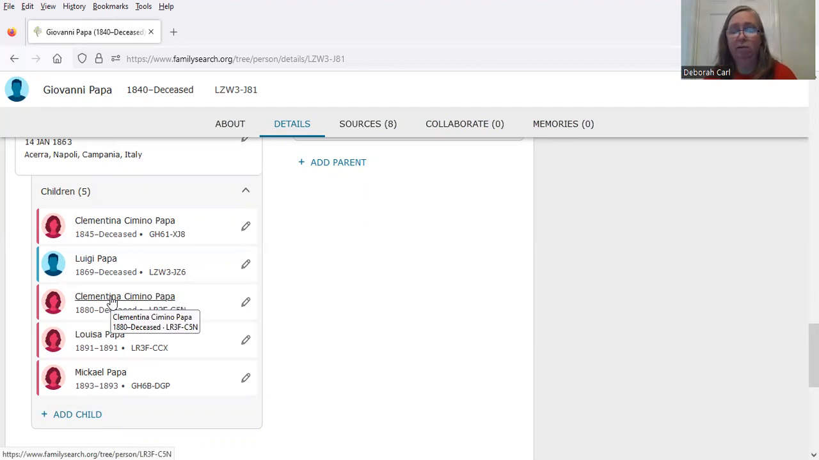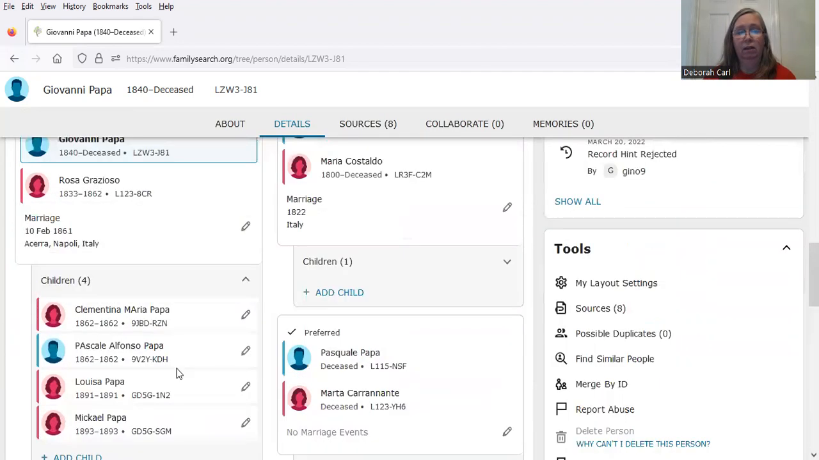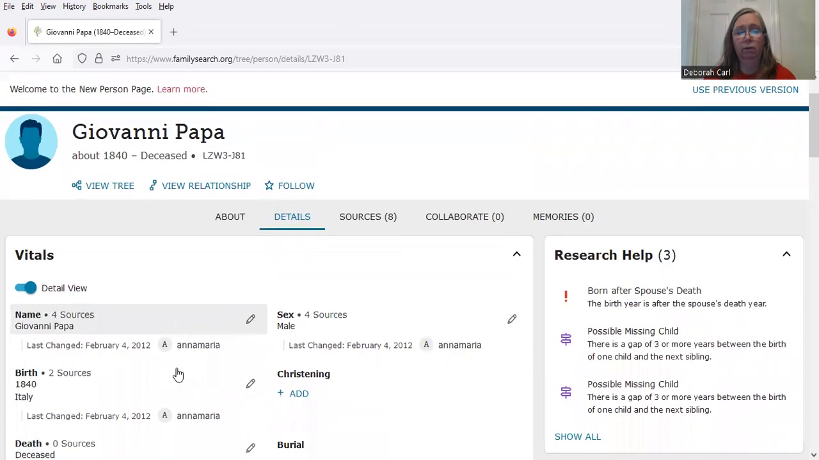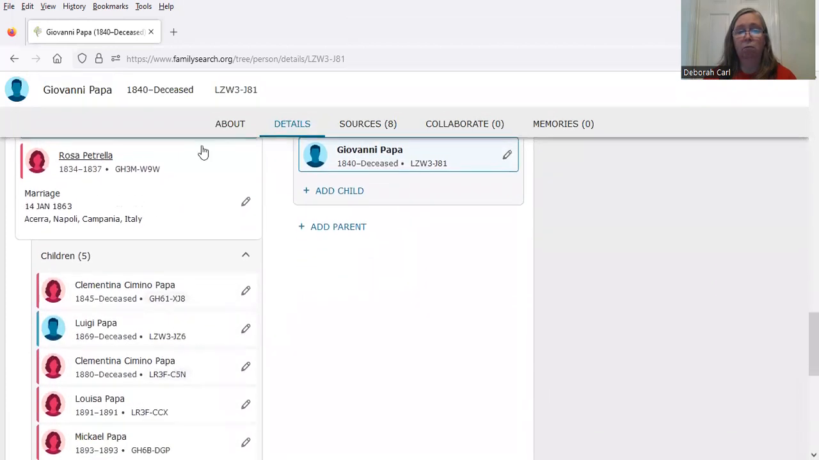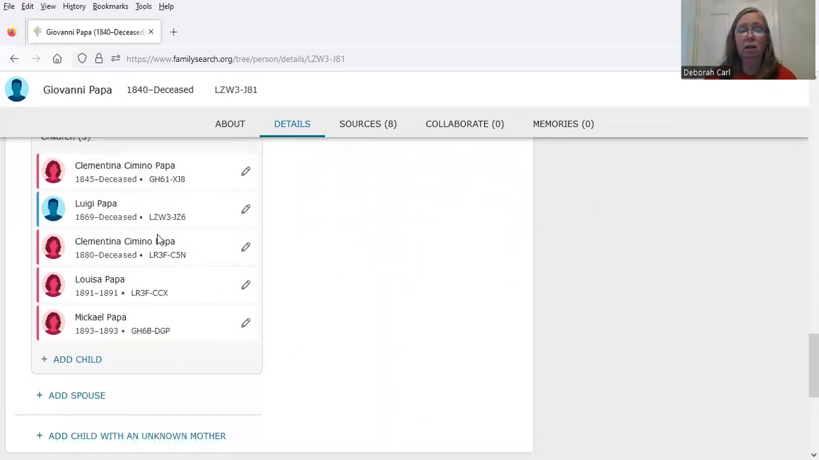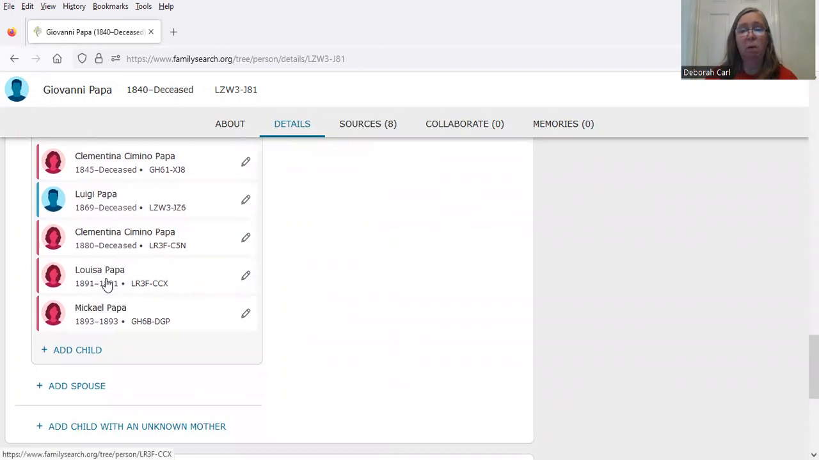So I'm working on the Papa family right now. I'll either verify that Clementina, the first Clementina, has died and this is the second one, or I will verify that the two girls are the same and they need to be merged. Louisa and Mikel. I don't have a death for the father yet. I haven't done enough research. If I can prove that they moved to New York, then these two children might possibly be their children. But it needs more research.